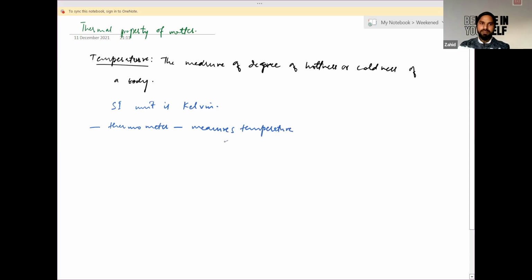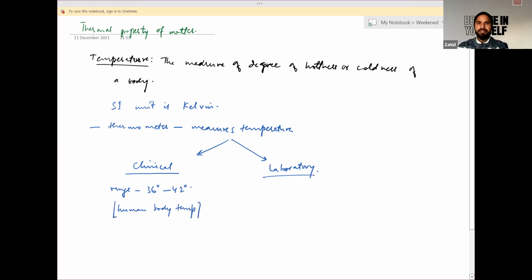And it will be based on two different terms. First is clinical, and second is laboratory. So the clinical thermometer is related to body temperature or human body temperature. Its range will be from 36 degrees to 42 degrees only. Or you can say it is defined to measure human body temperature only.